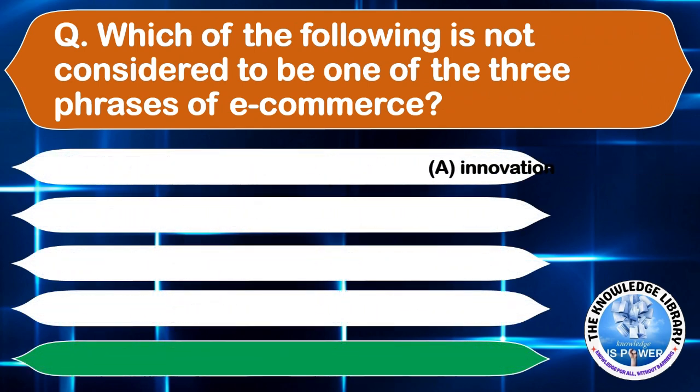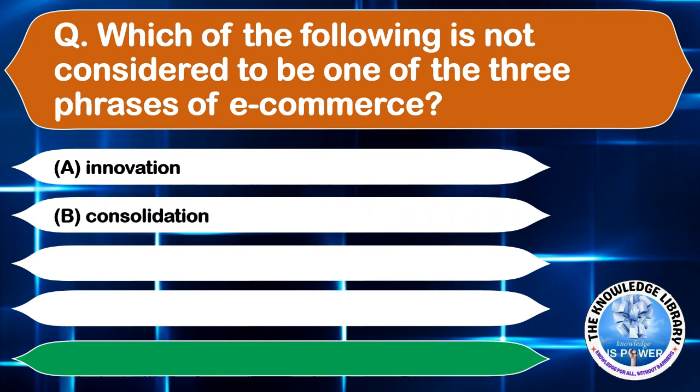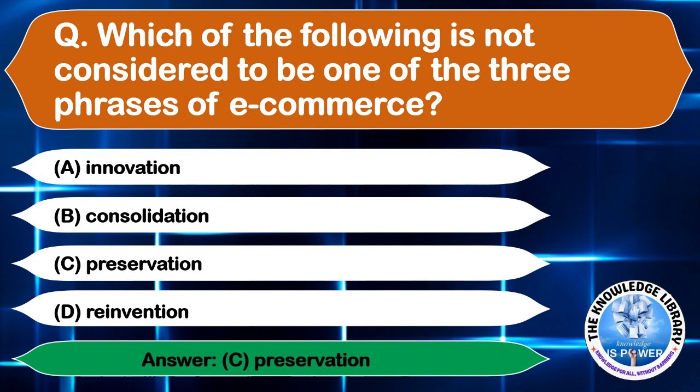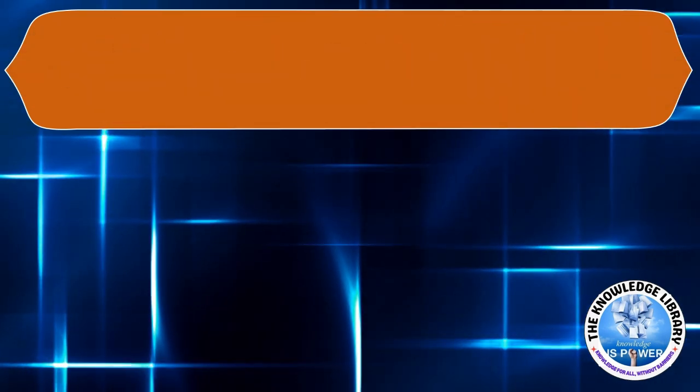The next question is which of the following is not considered to be one of the three phases of e-commerce? Option A innovation. Option B consolidation. Option C preservation. Option D reinvention. The correct answer is option C preservation.